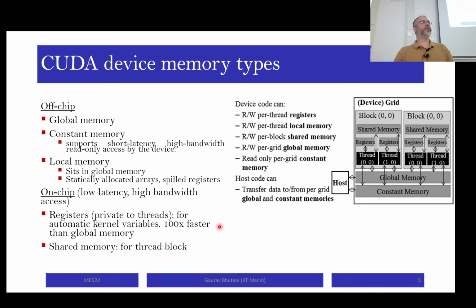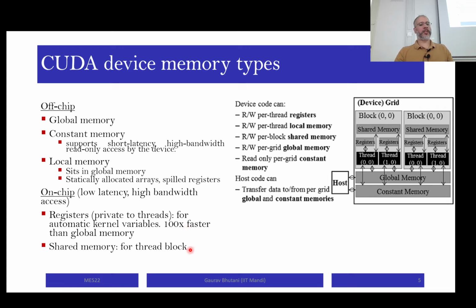The first is registers, which are by definition private to threads. If a program allocates some registers to a given thread, then only that thread can access those registers in the program. No other thread can access those registers. So what are they used for? They are used for automatic or kernel variables. If you have variables that you declare in your kernels, they automatically become private variables which are allocated on registers, and these are 100 times faster than your typical global memory.